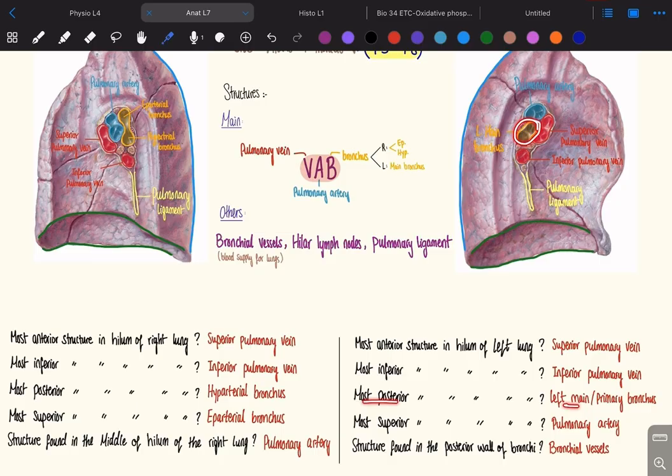But on the left, the most posterior is going to be the left bronchus, because we said we only have one bronchus on the left, not two. So on the left side, the most posterior structure on the hilum of the left lung is going to be the left main bronchus, okay?